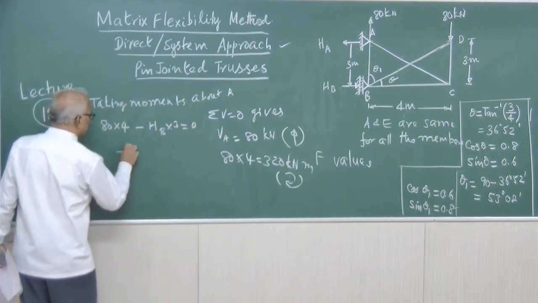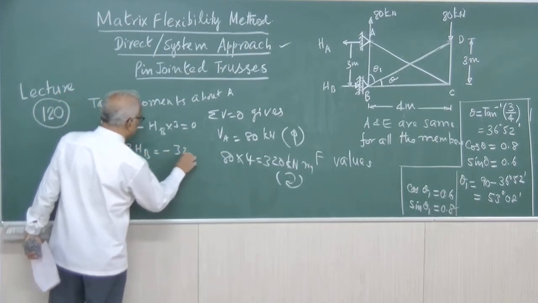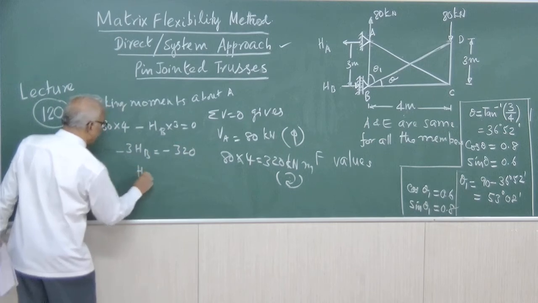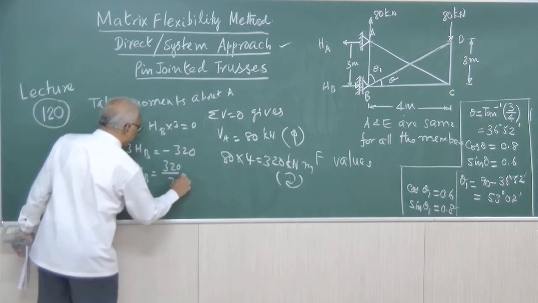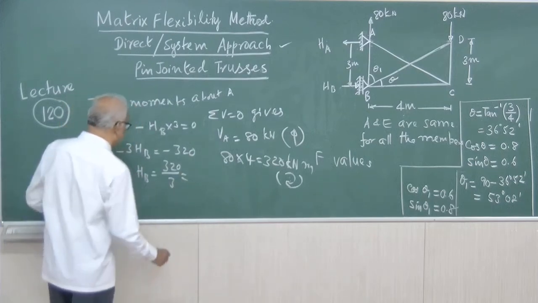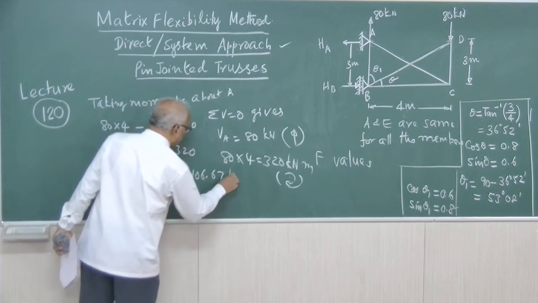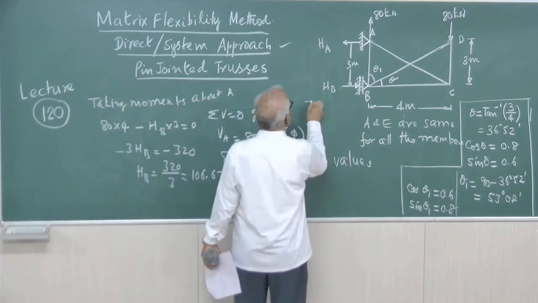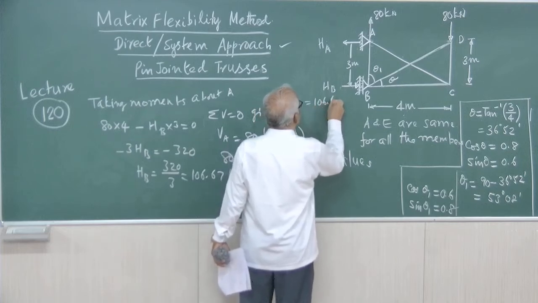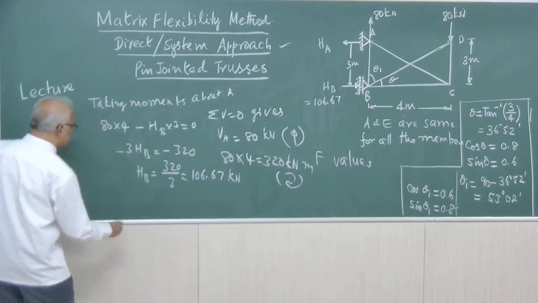Therefore, minus 3HB equal to minus 320, or HB equal to 320 by 3 equal to 106.67 kilonewton. So this is about the reaction. This is 106.67 kilonewton, and sigma H equal to 0.